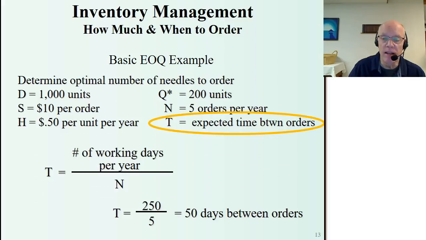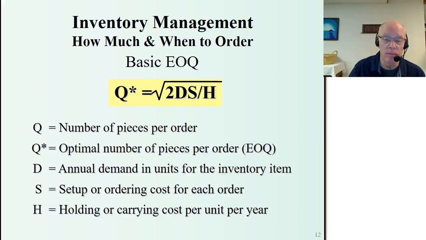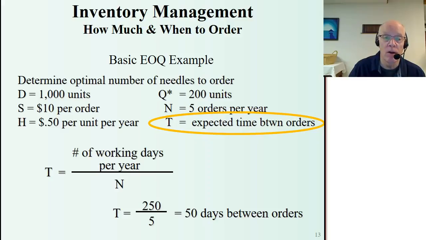So I've got that. So when do I order? So again, this equation is how many I order. When do I order? So the reorder point, so we determine the optimum number of items, or in this case we're talking needles, to order. So if D is 1,000 units, again annual, S is $10 per order, H, or your holding cost, is 50 cents per unit per year, I come up with Q equals 200.